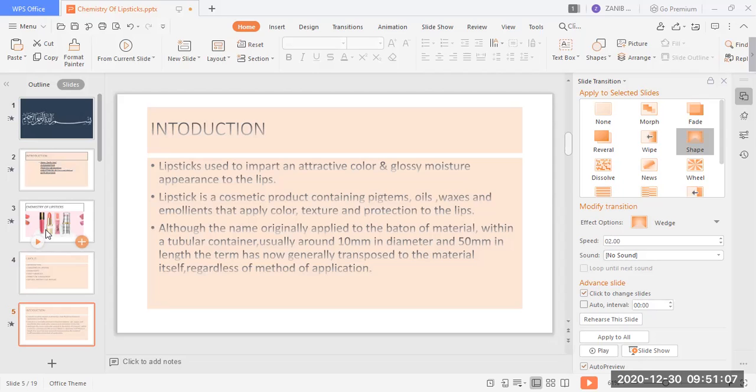Lipstick may also be called a color cosmetic because it is a cosmetic product containing pigments, oils, waxes and emollients that applies color and texture to the lips. Lipstick makes lips soft and is non-irritating to the lip skin. Lipstick also has a desirable degree of plasticity.